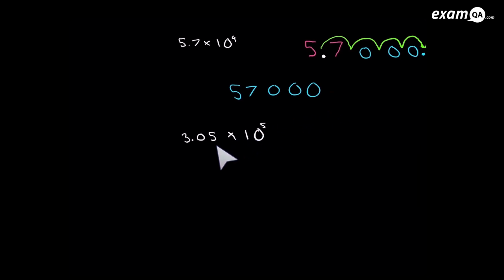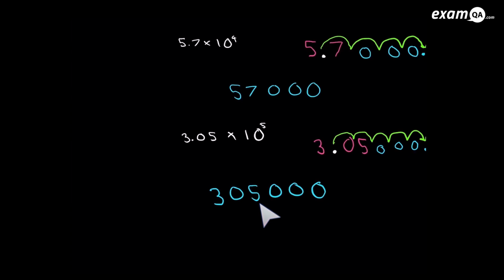Here I've got 3.05 times 10 to the power of 5. So this time we need to move the decimal place forward 5 times. And of course we need to fill in those missing gaps with zeros. And it's as easy as that.